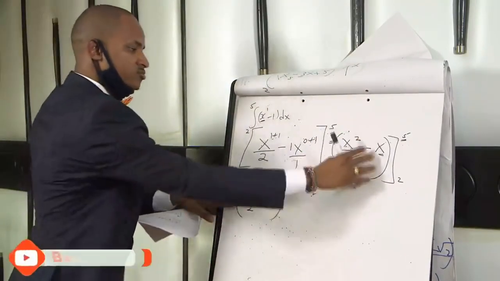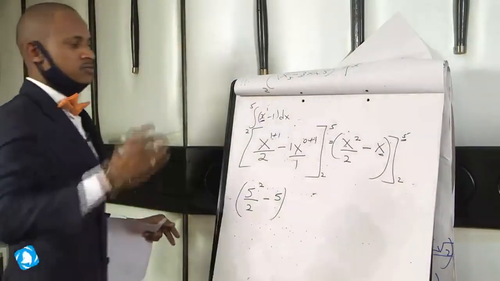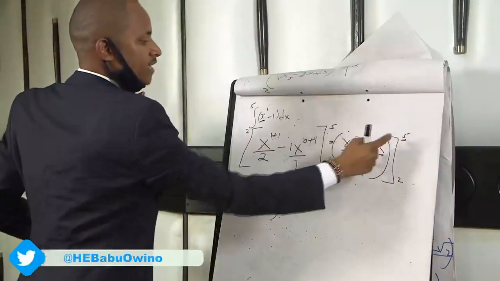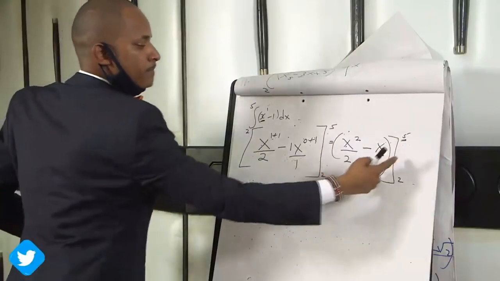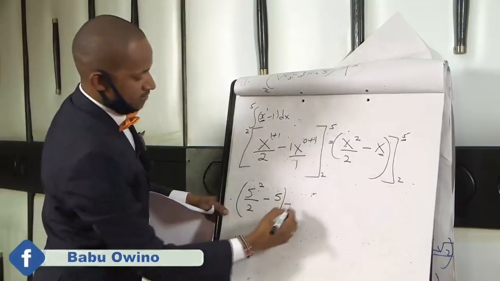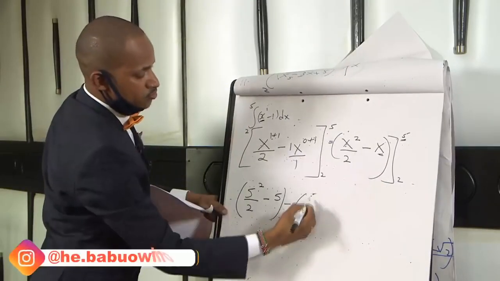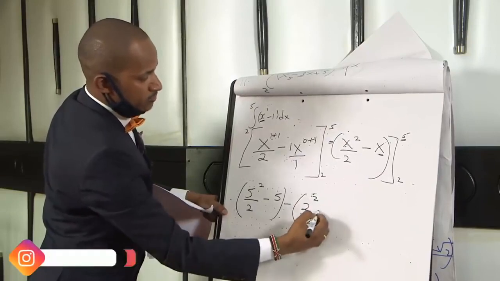Then this value that you get, you subtract the lower limit. We have the upper limit and the lower limit. So the upper limit is 5 into these values, minus 2 into these values. Minus, you replace x with 2 here. So it becomes 2 squared divided by 2 minus 2.